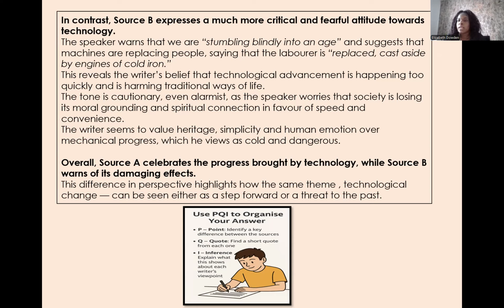So, in a nutshell, technology is taking away our humanity. Okay? The writer seems to value heritage, simplicity, and human emotion over mechanical progress, which he views as cold and dangerous. So it's very clear that source A is for it, and source B is like, nah, we don't like it. It's replacing humanity. It's replacing that emotional touch. So overall, source A celebrates the progress brought by technology, while source B warns of its damaging effects. Okay? Nice, short, quick, and simple.